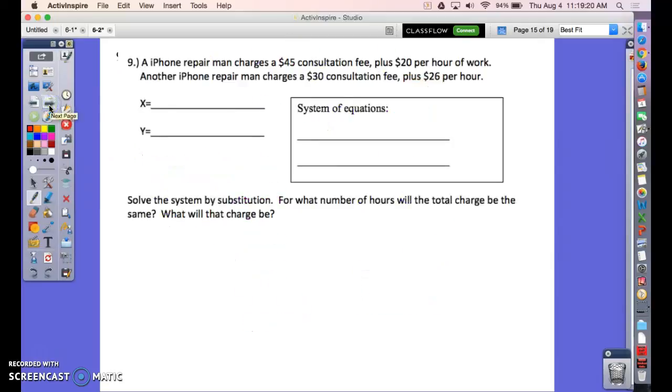Okay, so let's try a word problem. I'm going to try number 9. An iPhone repairman charges a $45 consultation fee, so that's just to come, and then $20 per hour of work. So I could say that he charges, or y equals, a $45 fee to start, plus 20 per hour, that tells me multiply, of work. Right now, I should be defining my variables. It's 20 per hour, so x stands for the number of hours. And this is all being added to 45, which is going to give us our what? It's going to give us our total charge.